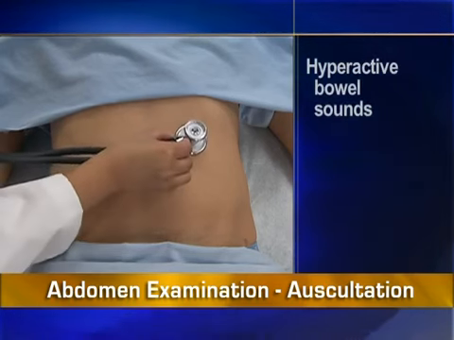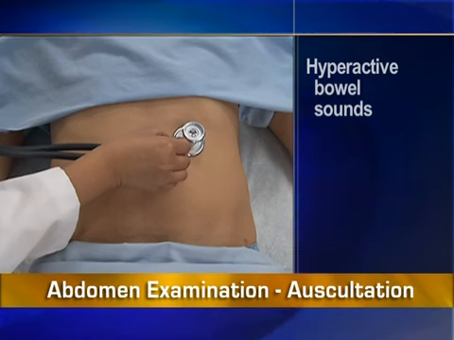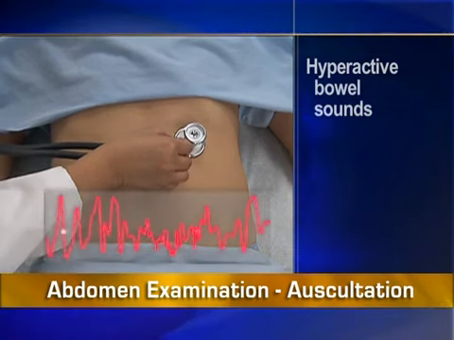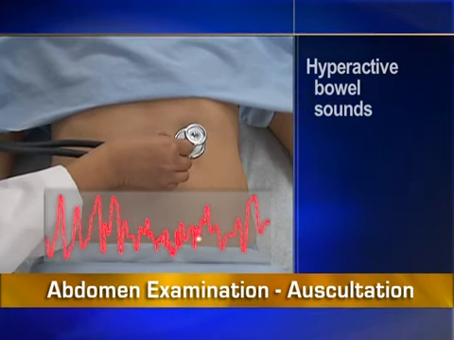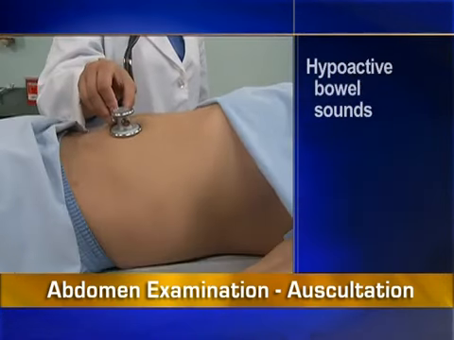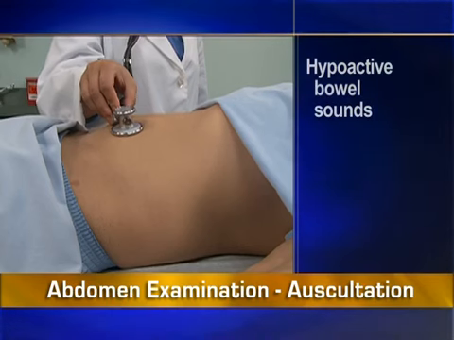Hyperactive bowel sounds are loud, continuous, high-pitched, rushing, and tinkling sounds that signal increased motility. They sound like this. Hypoactive bowel sounds are diminished or absent and occur after abdominal surgery or with peritoneal inflammation. They sound like this.